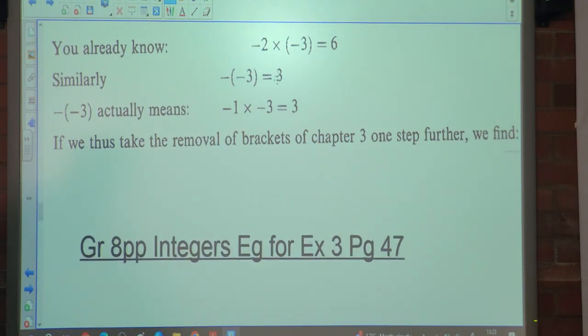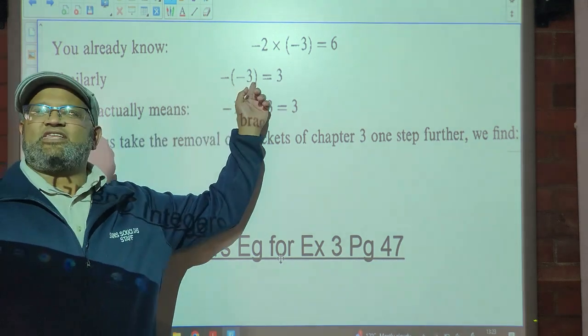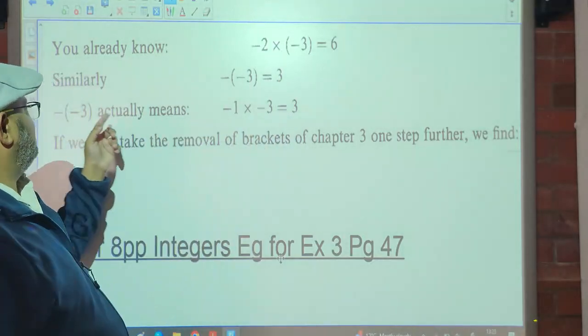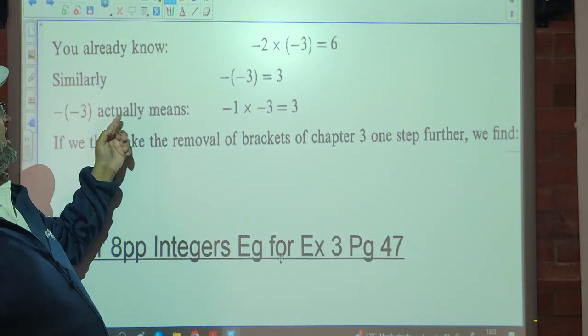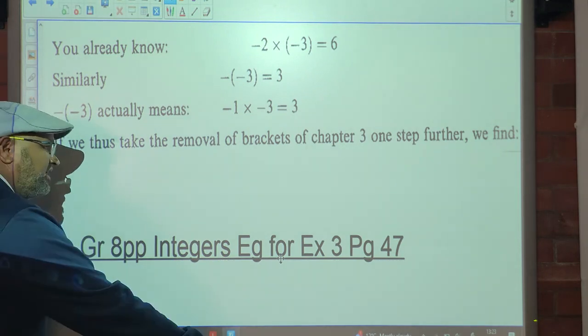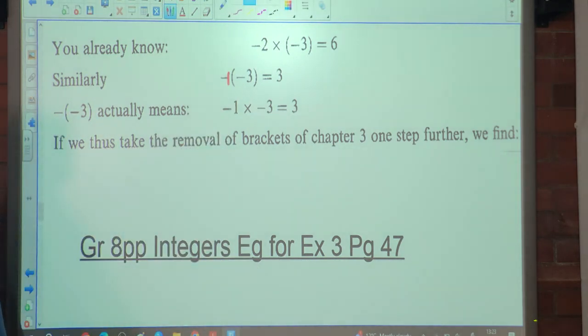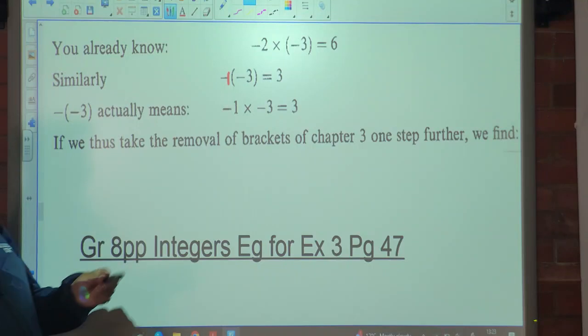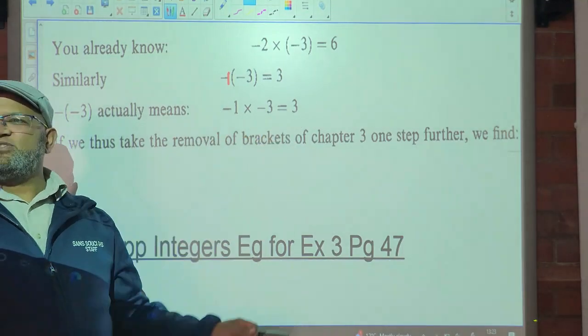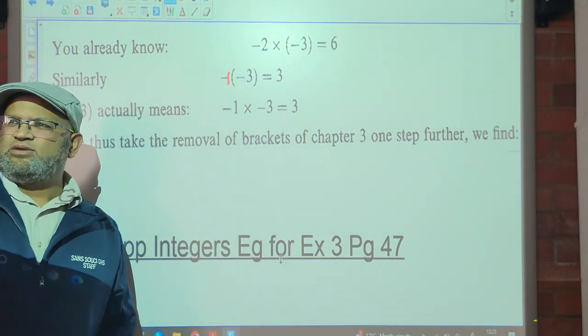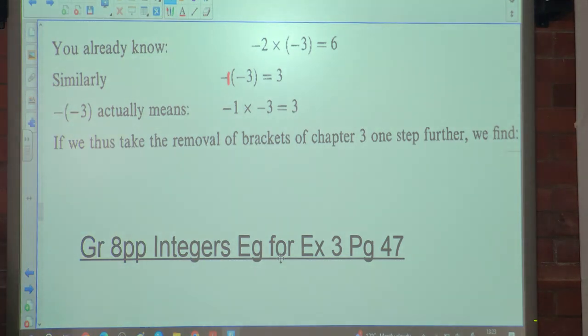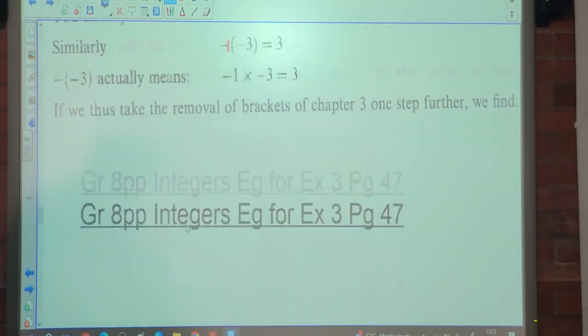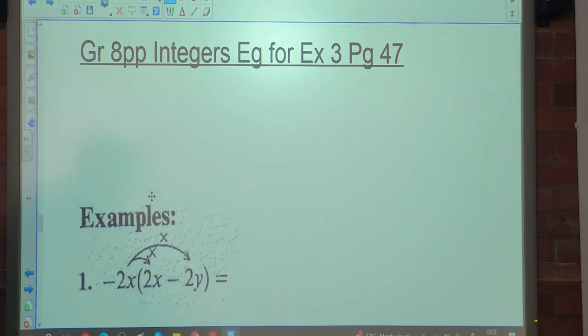We already know that negative 2 times negative 3 is 6. Similarly, negative times a negative is a positive. Negative into negative 3 actually means negative 1. Remember, if there's no number, there's a 1 there. So in other words, it's negative 1 times negative 3, which gives you positive 3. You guys understand? If we thus take the removing of brackets of chapter 3 one step further, we find this.